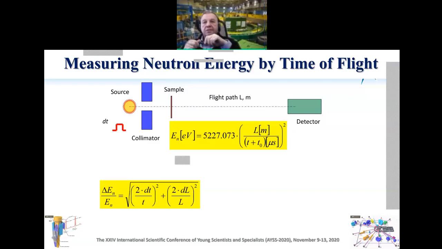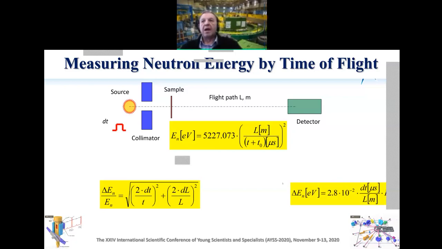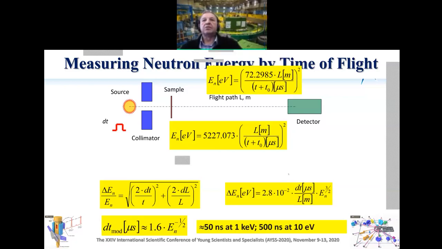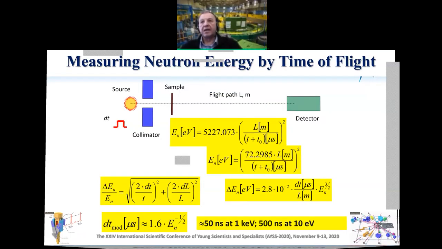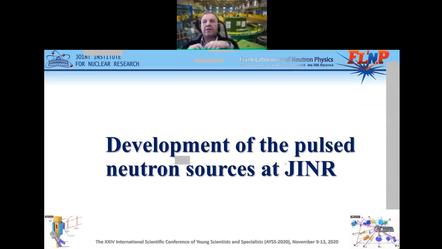So in order to use all the advantages of the neutron time of flight, you should have a pulse as short as possible, and you should have the intensity as high as possible. And we are trying to build such neutron sources with short pulses and a big intensity of neutrons in every single pulse, and with a high repetition rate of these pulses to get the overall statistics of the neutrons.